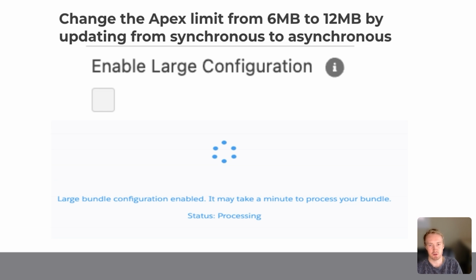This is a short-term fix because if you continue adding to that, it's going to eventually hit that 12 megabyte limit, and there isn't another checkbox that you can turn on. One call out though is you can see this screen, large bundle configuration enabled. It's going to take longer every time that you're now adding that bundle to a quote. And so there is some effect where it could be slower and less of a good user experience.